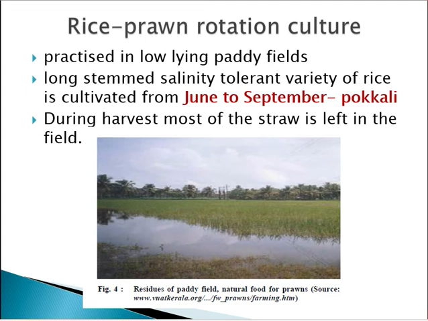And this area is called a Chemmeen Kettu. It is the rice field or the shallow water body which is used for prawn farming. So the long stemmed salinity tolerant variety of rice which is called pokkali is cultivated from June to September, and during harvest most of the straw is left in the field. So you can see residues of the paddy field which will become food for prawns.